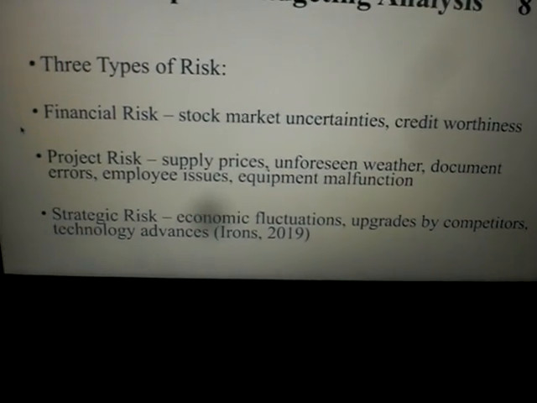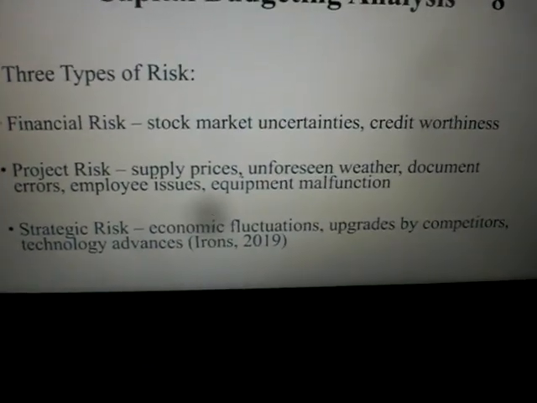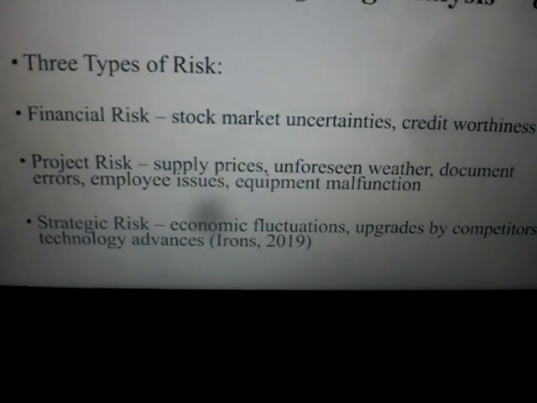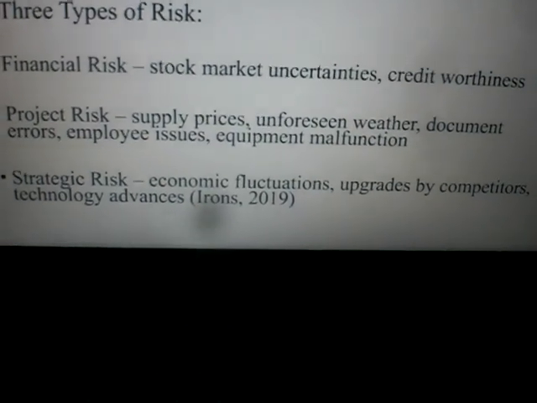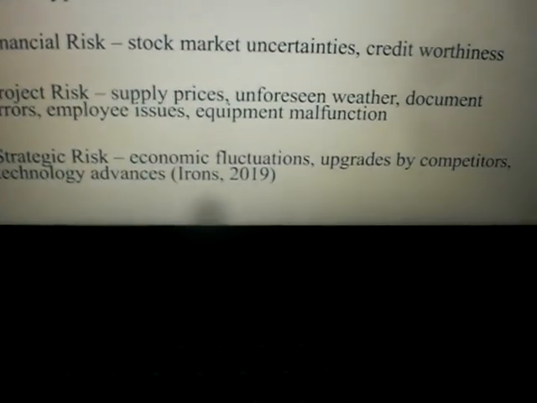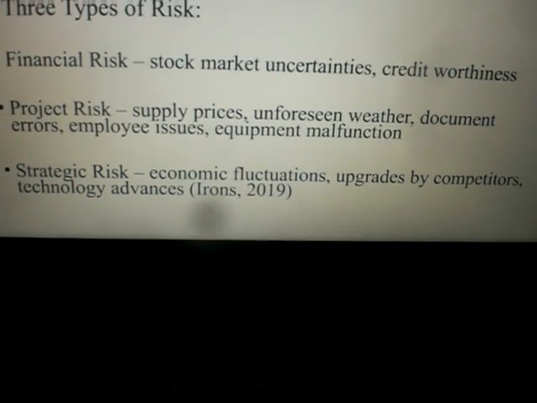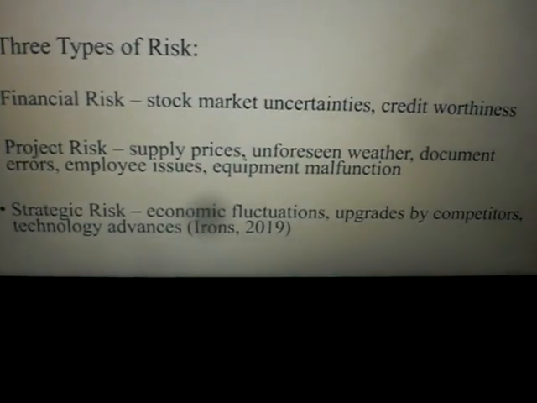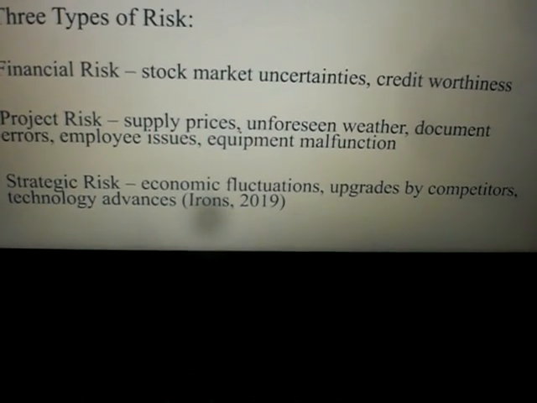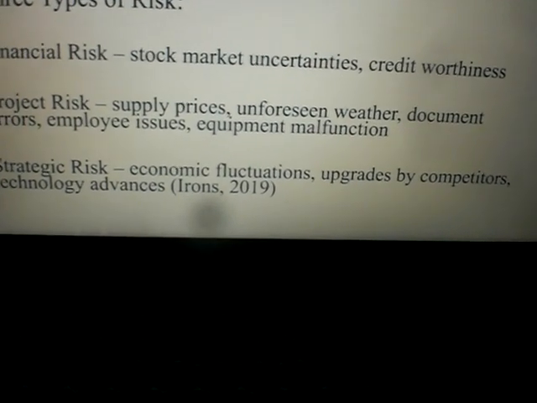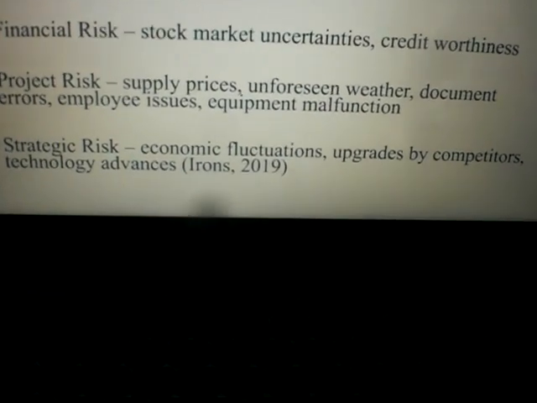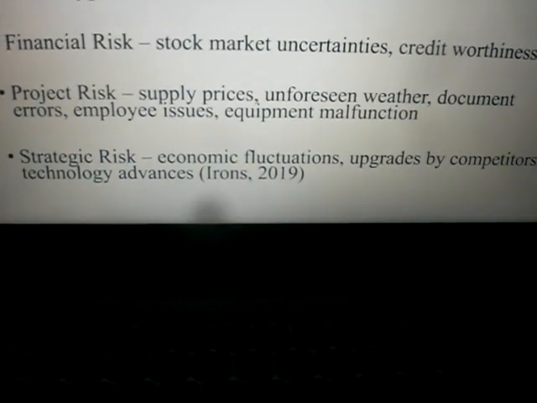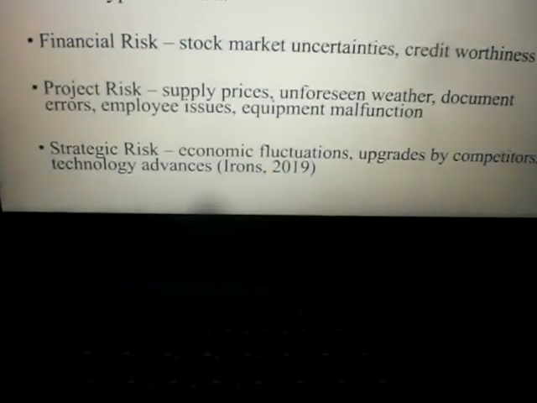Capital budgeting analysis, there's 3 types of risk: financial risk, project risk, and strategic risk. Financial risk, that encompasses stock market changes, creditworthiness. Project risk, supply prices. We know the supply chain issues have been going on since 2020, since the pandemic began. Unforeseen weather, document errors, employees, equipment malfunction. You never know when something's going to break down, right? It's always going to be the copier, right?